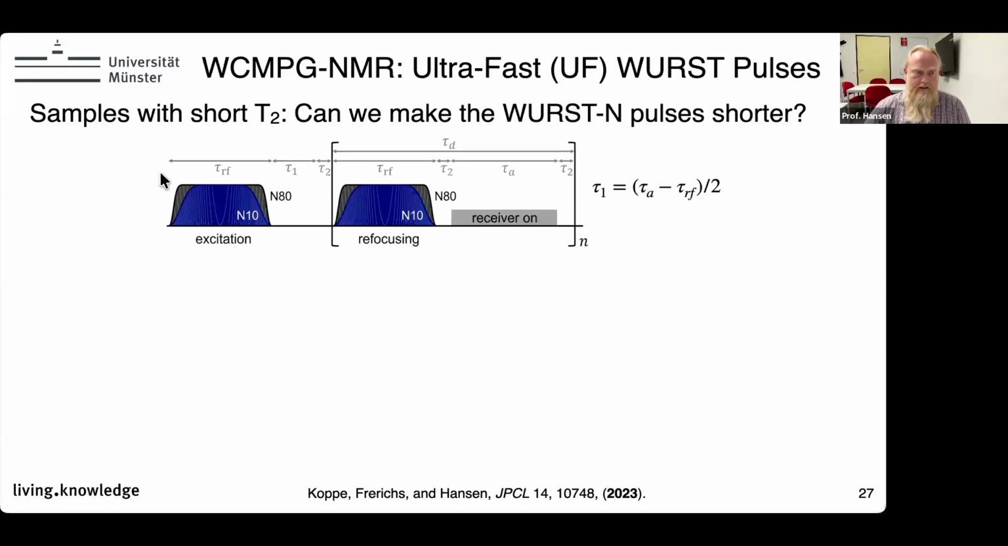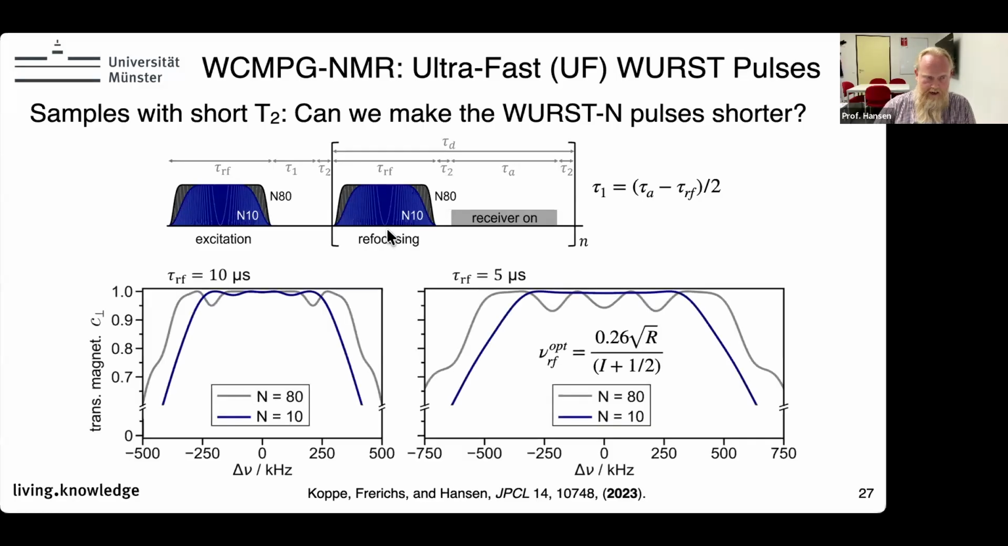And again, here is the sequence here, and it turns out what we need to do is that we need to fiddle around with the shape parameter of the WURST pulse. And if you do this, you can find some conditions that actually work quite well. Here is a very short, we have termed them ultra-fast WURST pulse. It's 10 microseconds long for different values of the shape parameter.